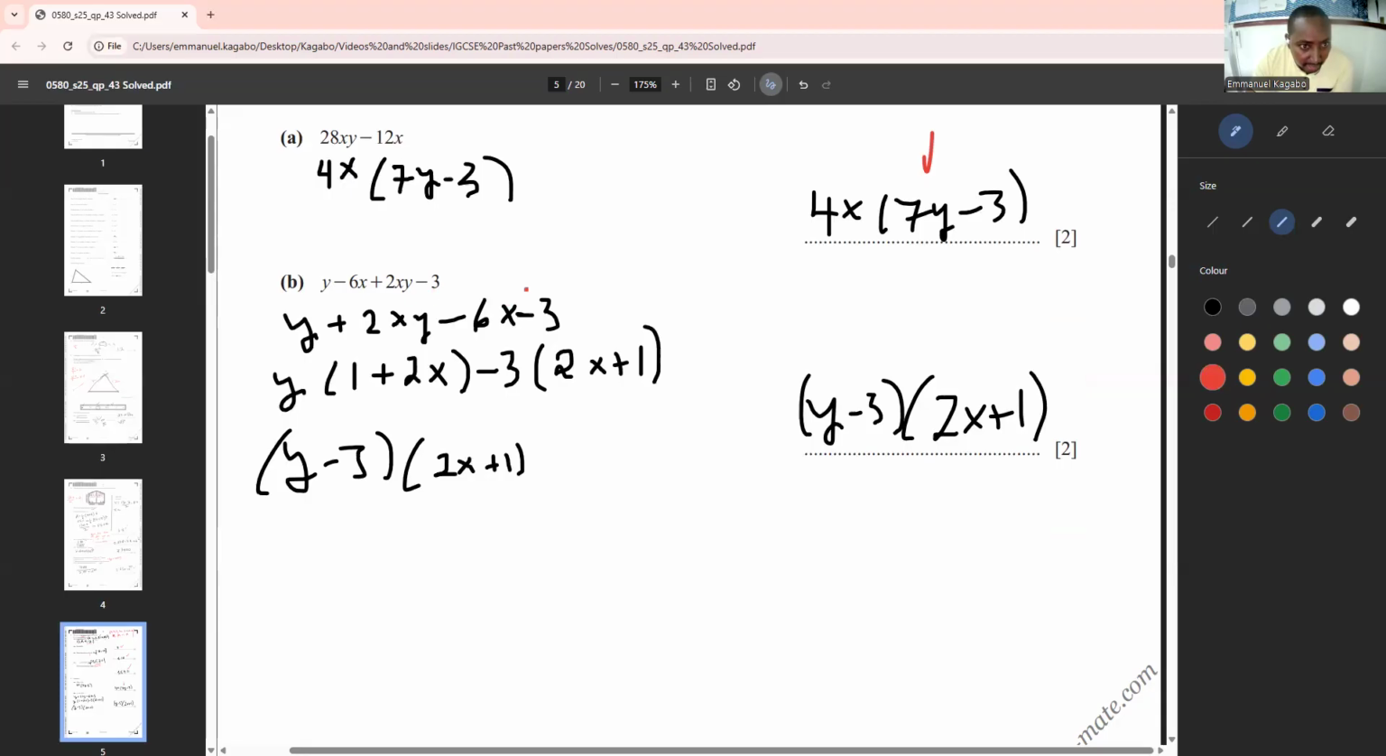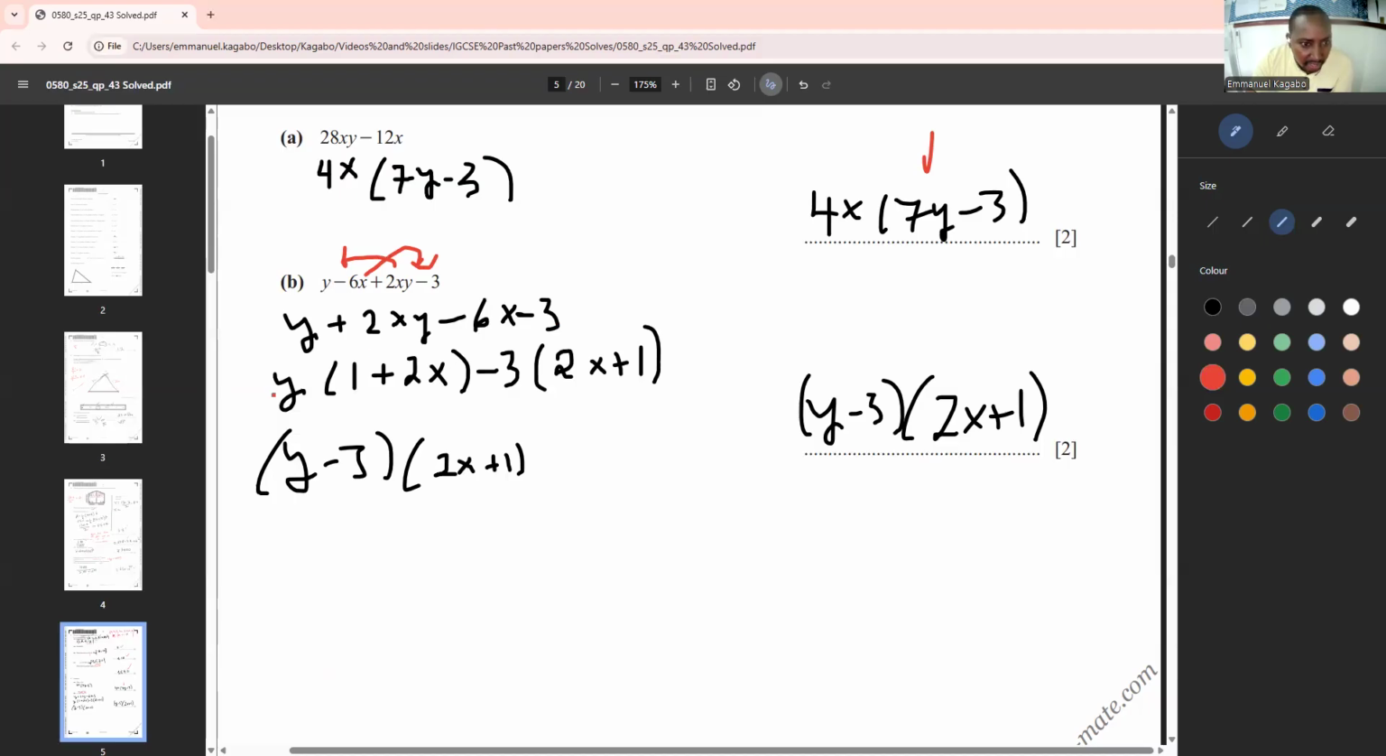Okay, so here, as you can see, you have to be smart enough and see there is no common factor here. So you need to rearrange your stuff very well. So I brought this one closer to this because I can see y is common, and then this one to this one because I'm seeing 6 and that. So y plus 2xy minus 6 minus 3.